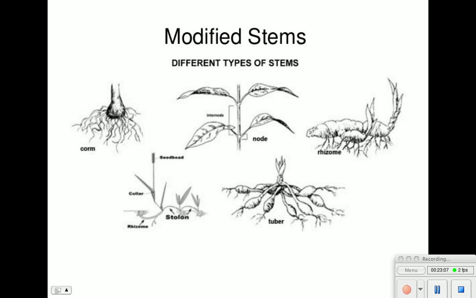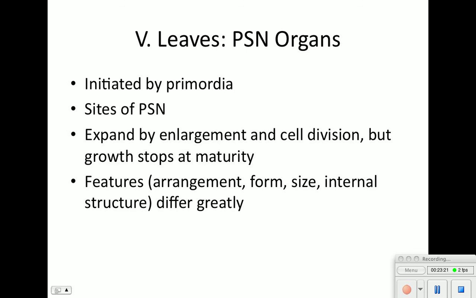So, picture of modified stems. There's your corm, there's your runners, your rhizomes, more rhizomes, and then your tuber. What's the main function of the spines on a cactus? Protection, because they store water inside. Makes sense.